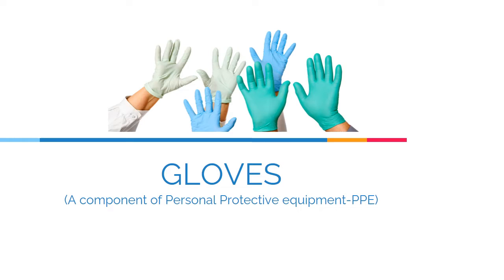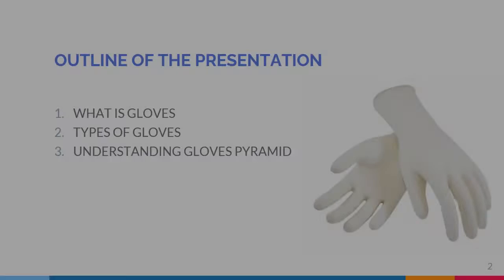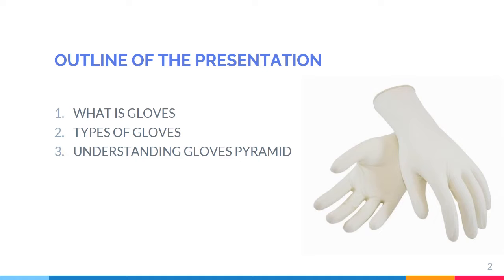So PPE includes gloves, apron, gowns, facial protection, footwear and hair cover. These are the various components included as standard precautions under personal protective equipment, which healthcare professionals usually wear to protect against infectious agents. Among all these, I'll talk today only about gloves. The outline of my presentation is: what are gloves, types of gloves, and understanding the gloves pyramid.